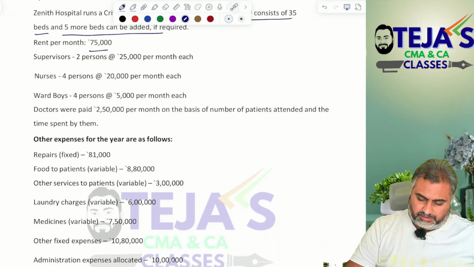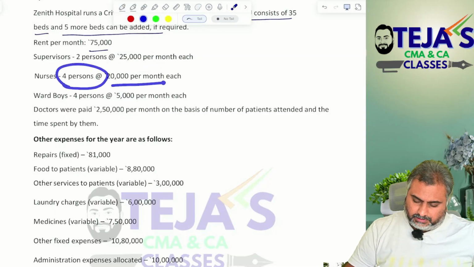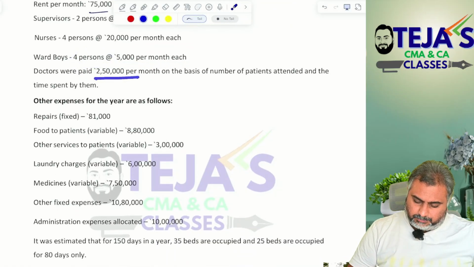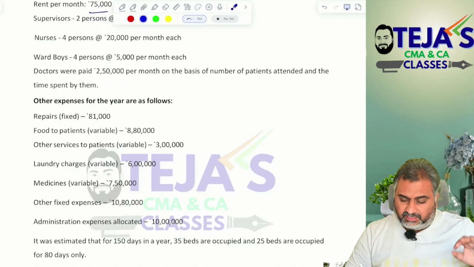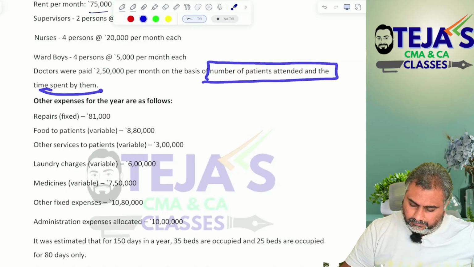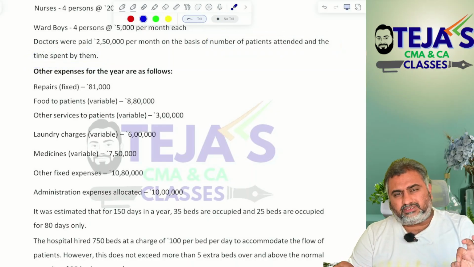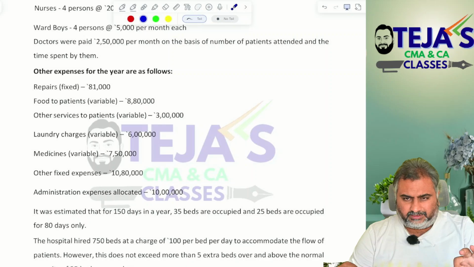Rent per month given: supervisors 2 at 25,000 per month, nurses 4 at 20,000 per month, ward boys 4 at 5,000 per month, doctors pay 2,50,000 per month. If they don't say otherwise, then the doctor's payment also should be considered as a standing charge only.